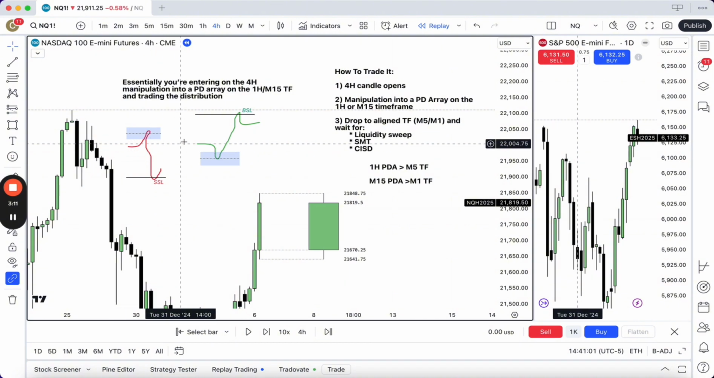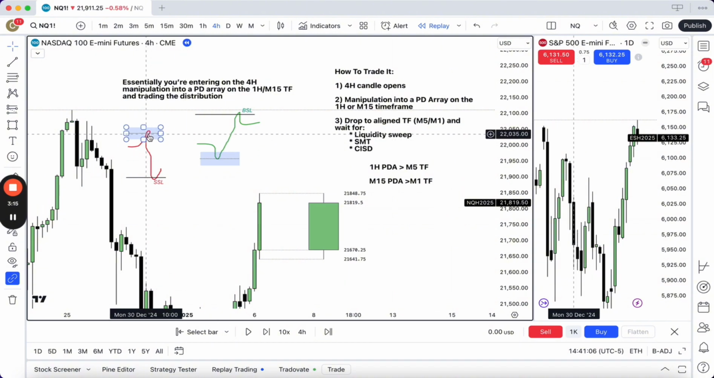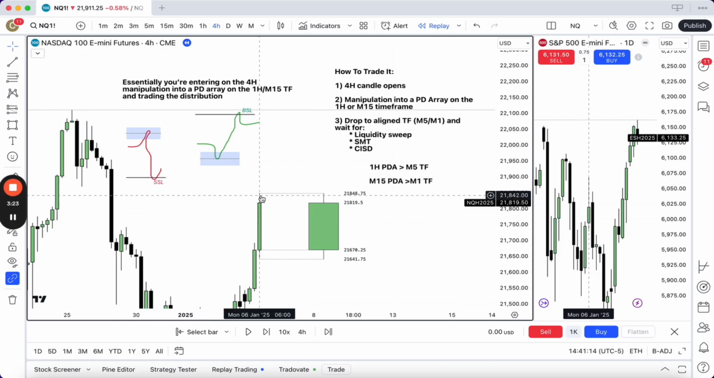What you're doing is dropping to that lower time frame, waiting for that SMT, that liquidity sweep, and then the change in state of delivery would be your entry, and you would target these take profit levels. Now that you understand how to trade it and what it is, I'm going to show you it in real time because I know this can be a little bit difficult. Let me drop down to the hourly and find a PD array that makes sense so I can show you the actual entry model so you understand what is happening.